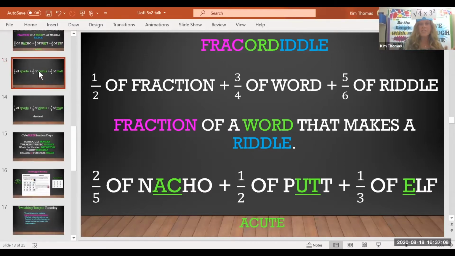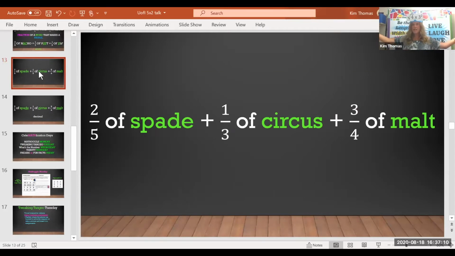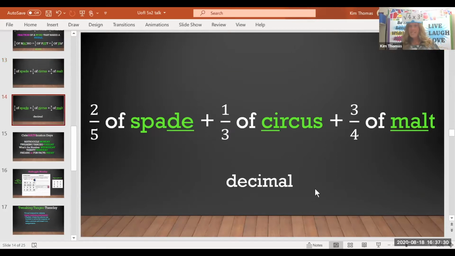So our next one, just to show you, I would have this on there, and the kids are coming to the meeting, and I share my screen, and here they're trying to figure it out, and then they know that these are there. You'll be surprised how quick kids show up to that meeting when they know they get to play something like this. So 2/5 of spade, 1/3 of circus, and 3/4 of decimal. So those are some FRACORDIDDLEs.